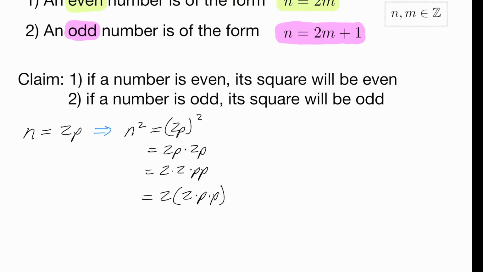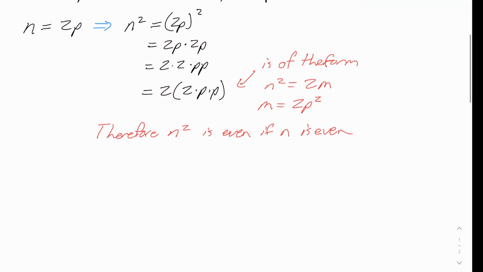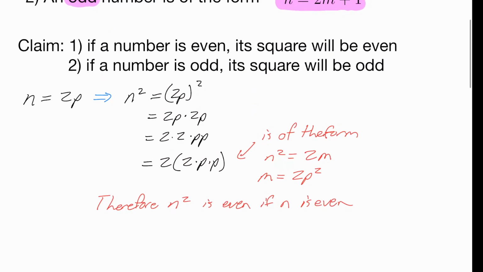And this here, this is of the form n squared equals 2 times m, where m is 2p squared here. Therefore, n squared is even if n is even. And similarly, we can do a direct proof on the second claim here. If a number is odd, its square will be odd.